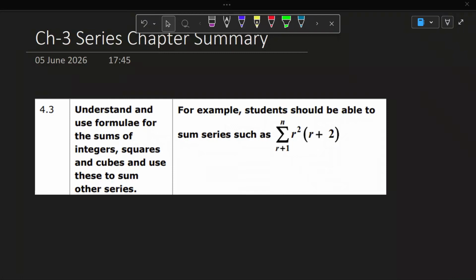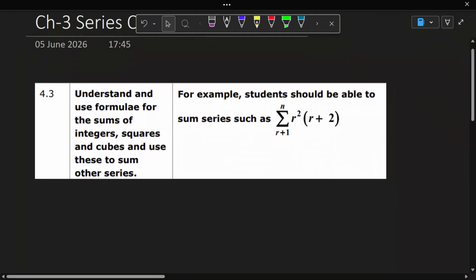Welcome to your Core Pure 1 Chapter 3 series chapter summary. This is a really short chapter. There are only 3 formulae that you need to remember for this. You go more in depth in Core Pure 2. There's only one bit of the spec that we need to go through here: the formulae for sums of integers, squares, and cubes.